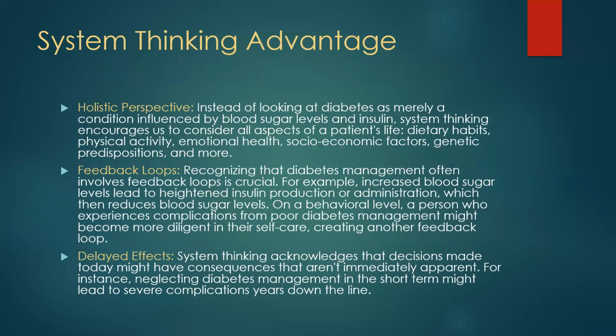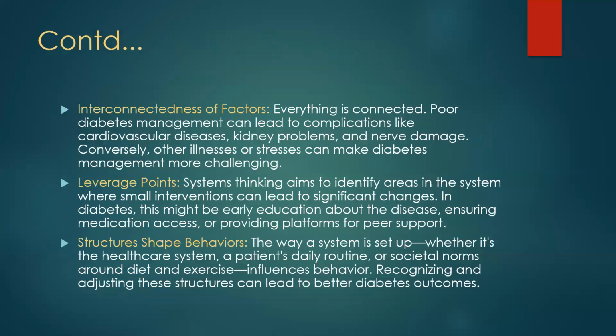So, system thinking advantages. All of you know system dynamics, so I will not go into that detail. It provides you a holistic perspective. It is not linear like the SEIR model. It involves feedback loops. Here, the beauty is you can even plan for the delayed effect. System thinking acknowledges that decisions made today might have consequences that are not immediately apparent. So we can actually introduce delay in our policy reaction.